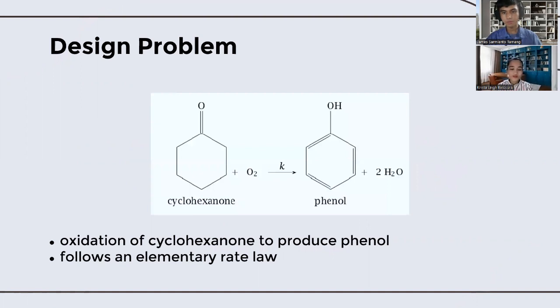The production of phenol is usually done through the Dow process. Alternatively, producing phenol through oxidation of cyclohexanone with oxygen at high temperatures is possible. This reaction is illustrated in the figure. The oxidation of cyclohexanone to produce phenol is a non-elementary reaction that follows an elementary rate law.